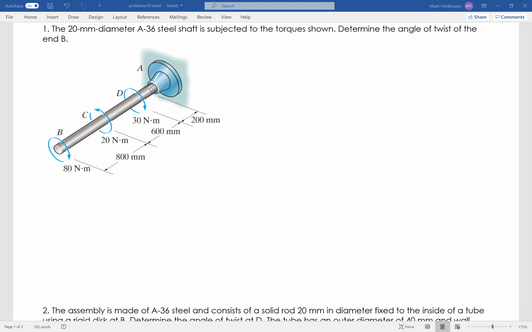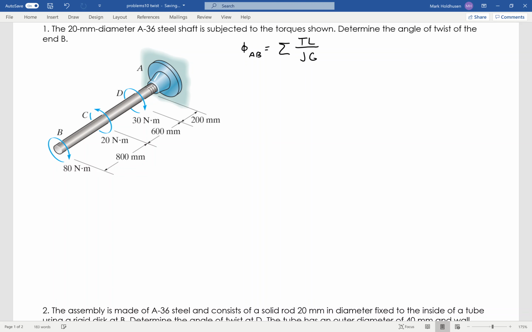Okay, in this problem, we've got a shaft that's got a few different torques on it. I want to find the total angle of twist at B. So in order to do that, I'm going to use the equation for the angle of twist between A and B. Basically, I'm going to break it up into sections and sum all of the twists of each section, which will be TL over JG for each section.